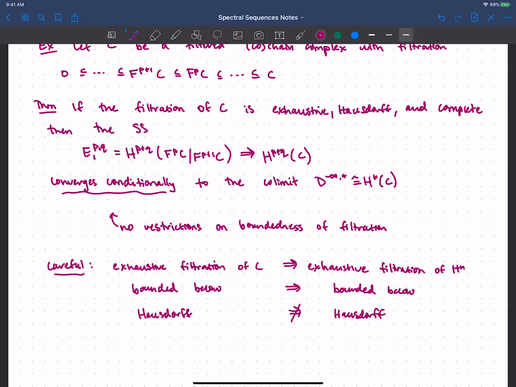In any case, of course, if things are bounded, then we do get strong convergence. If we want to relax these conditions a little bit, well, we really shouldn't relax exhaustive. Let's just filter the thing that we're after. But if we only had that, then of course we're not going to converge strongly. But what can we say?